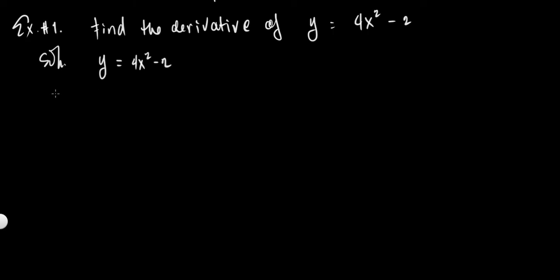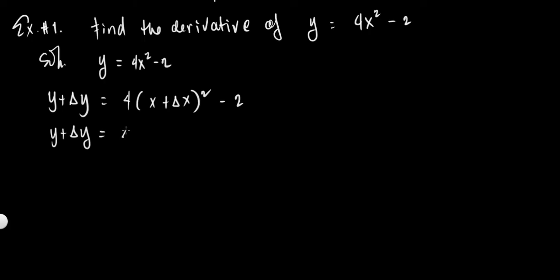Then change in y and change in x. So y plus delta y equals 4 times x plus delta x squared minus 2. Then y plus delta y is equal to 4. This is square, so we have x squared plus 2x delta x plus delta x squared minus 2. Then we solve for delta y. We transpose y. And y is 4x squared minus 2.